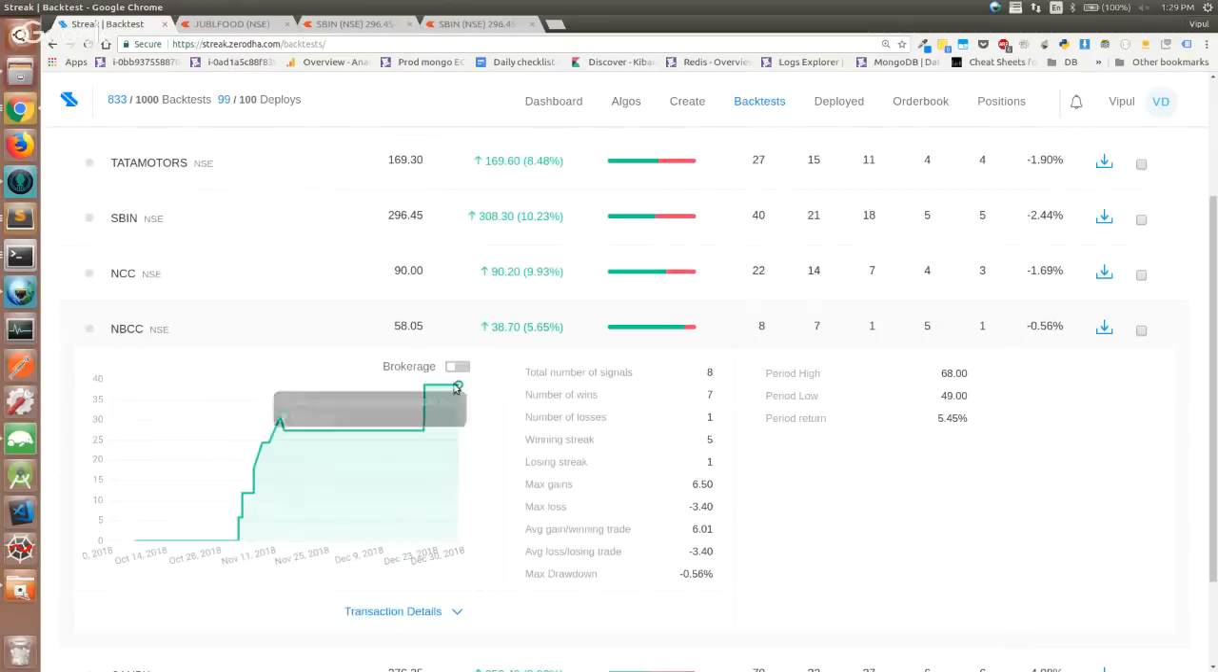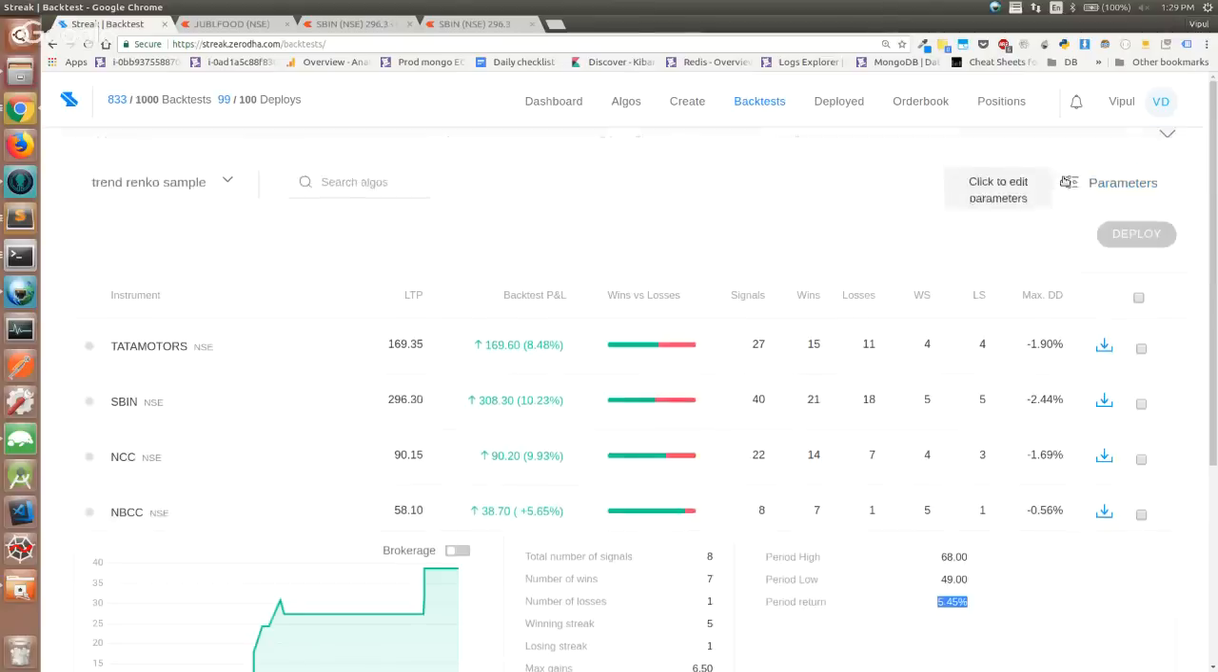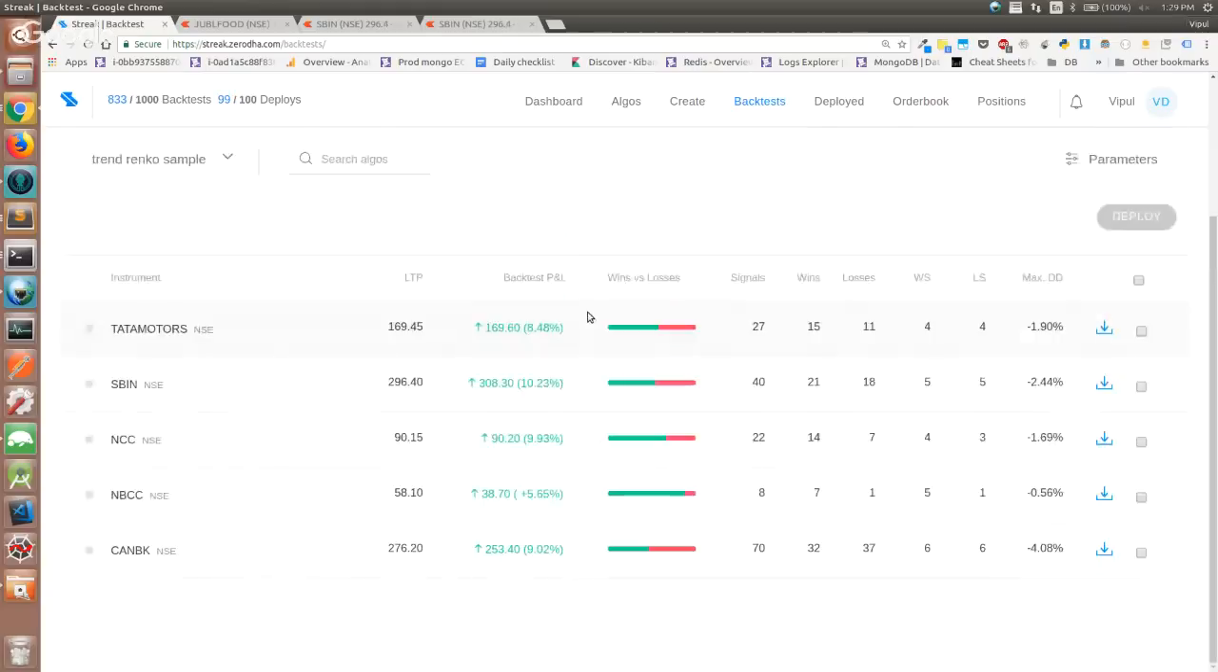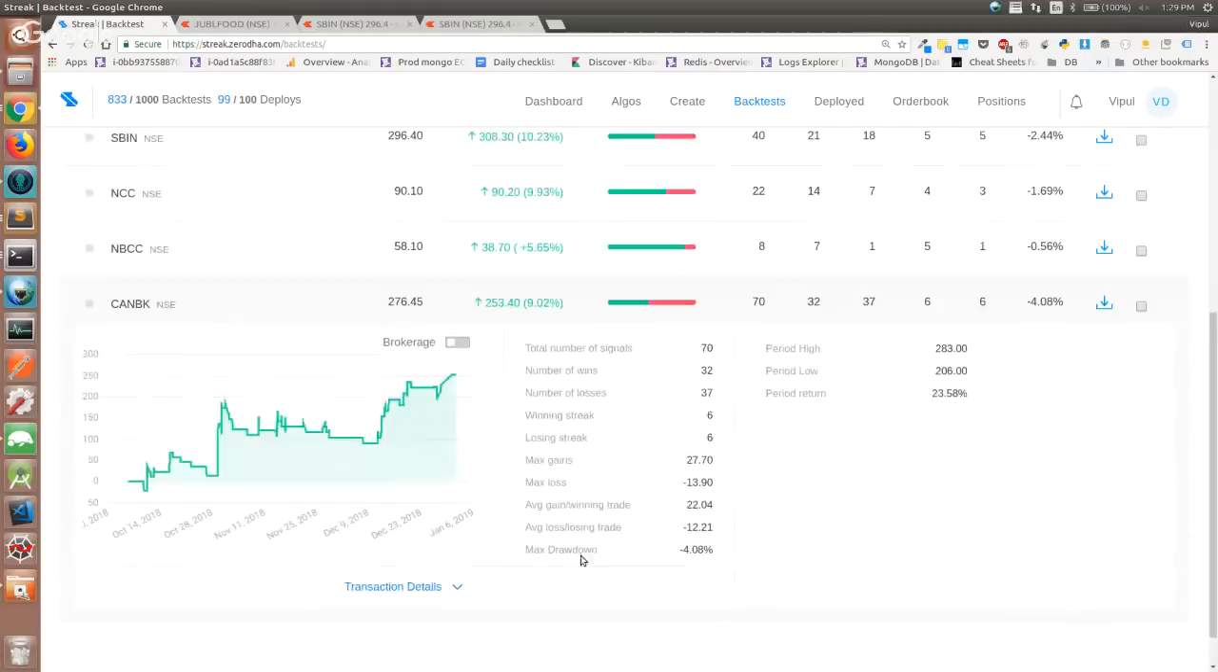Very few trades, 8 trades, out of which 7 were wins. These levels work really good, at least in the backtest. Keep in mind, everything is backtest. As you can see, even with brokerage, it is almost able to capture the entire period return with 8 trades. In how much time? In 3 months. So for somebody who had asked about NBCC, this strategy works really great with that.